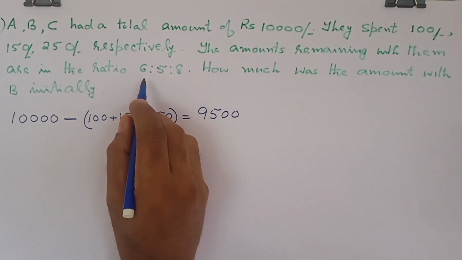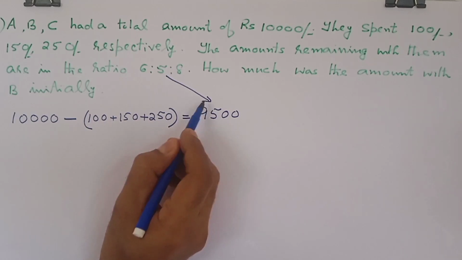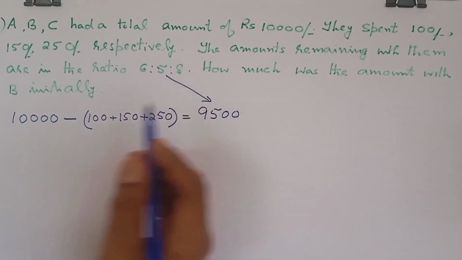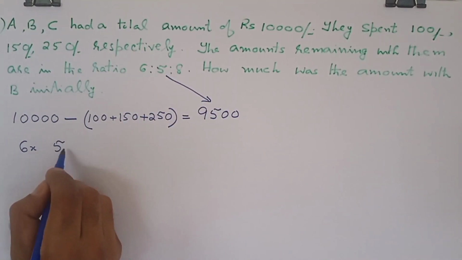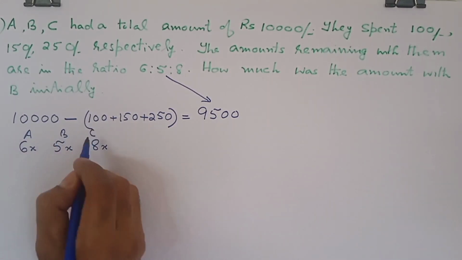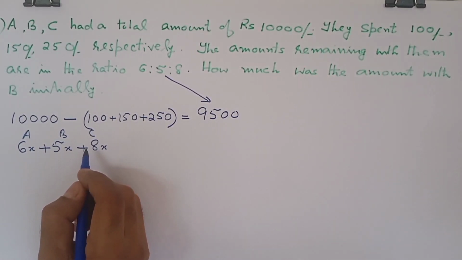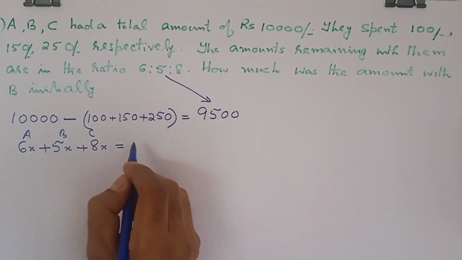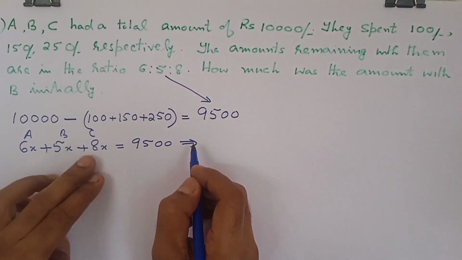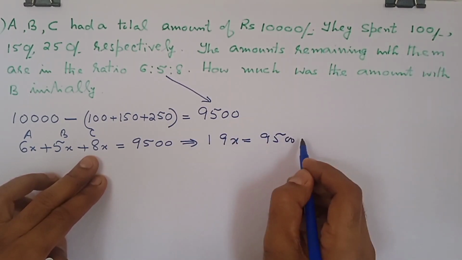Now there is a ratio given in the problem, 6:5:8. This ratio is related to this balance amount and not to the initial amount they had. Now ratio means what? 6x, 5x, 8x. These are the amounts with A, B, C. You sum up, you get the total amount. Total amount when? After spending whatever they had spent. But that's given to be 9,500 in the problem. Now this implies on the left side it is 19x equal to 9,500.